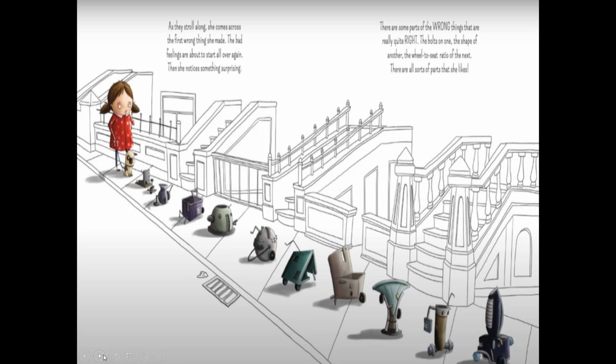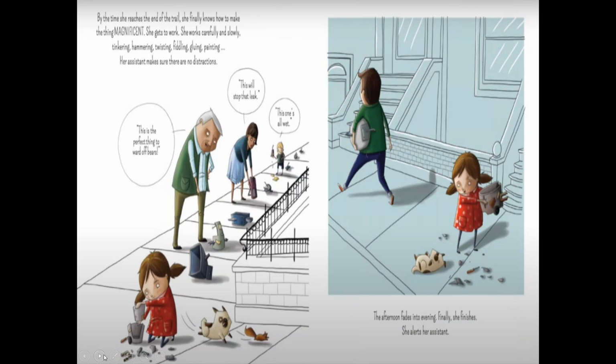There are some parts of the wrong thing that are really quite right. The bolts on one, the shape of another, the wheel to seat ratio of the next. There are all sorts of parts that she likes. By the time she reaches the end of the trail, she finally knows how to make that thing magnificent.